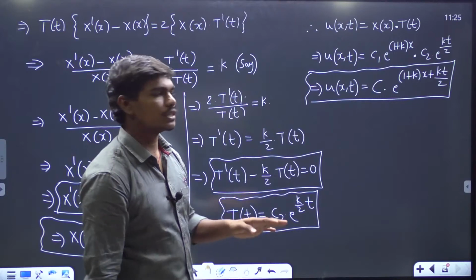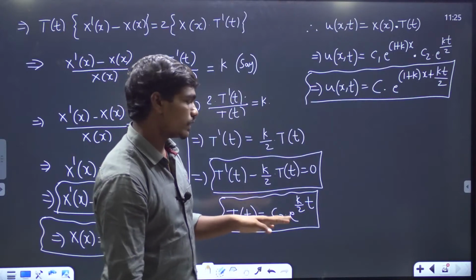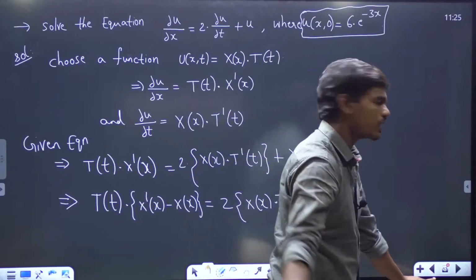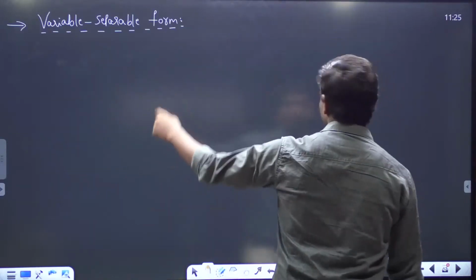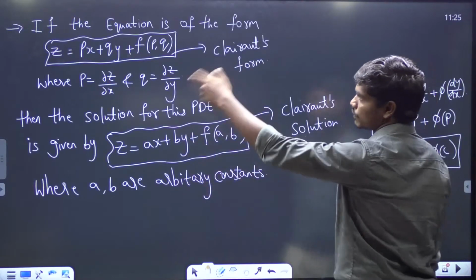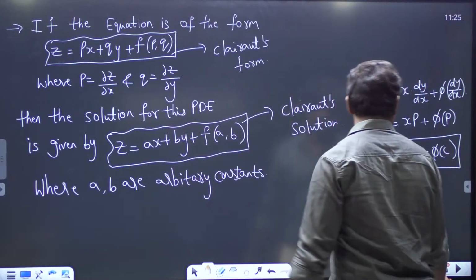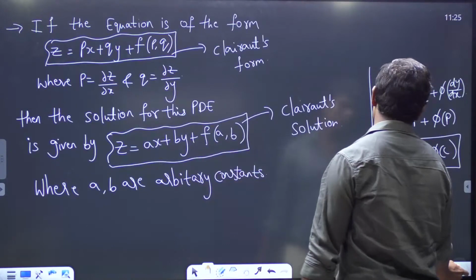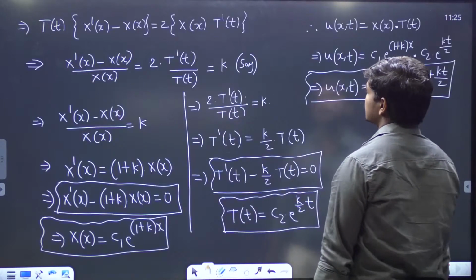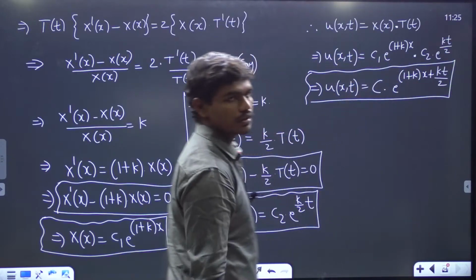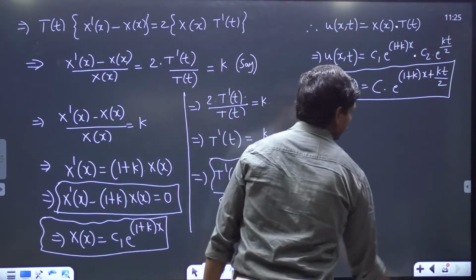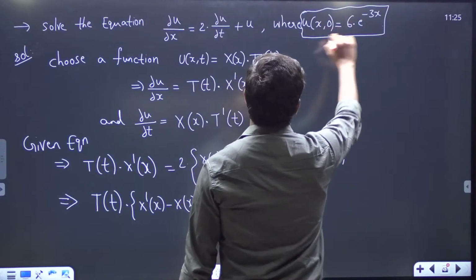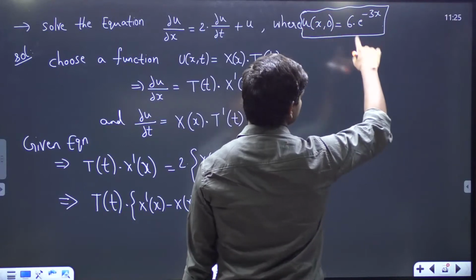Generally these things go a bit long, so that's why they are asking only a few questions. Only one time it was asked, and that too from these kinds of things, the Clairaut's form and the other form that we discussed today, these two. So questions are generally coming from these two kinds of models, but generally variable separable form they don't ask in the GATE examination.